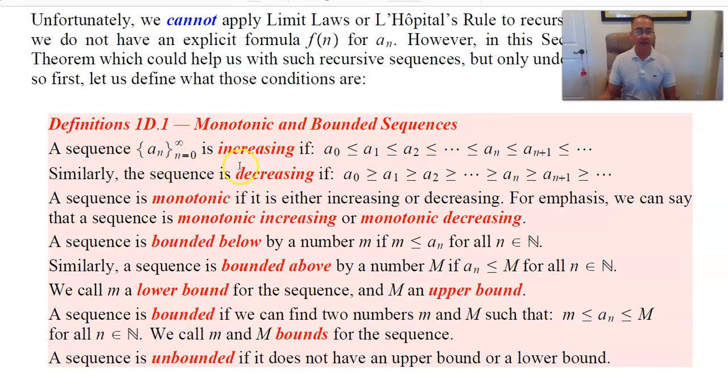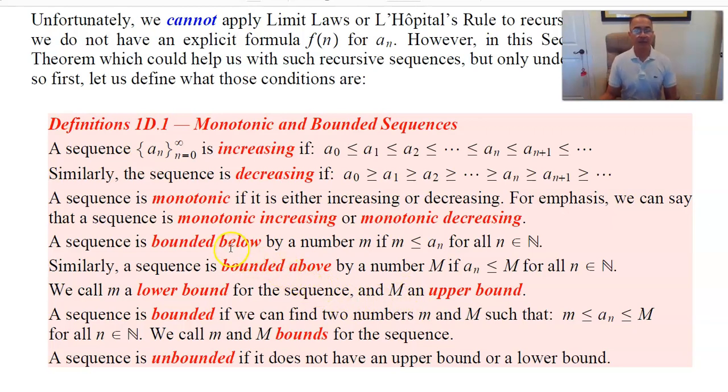A sequence a sub n is increasing if a0 is less than or equal to a1, which is less than or equal to a2, and so on. So in other words, the terms are getting bigger. Similarly, a sequence is decreasing if the terms are getting smaller. a0 is bigger than a1, a1 is bigger than a2, and so on. So we can lump these two kinds of sequences together and call them monotonic sequences. So a sequence is monotonic if it is either increasing or decreasing. And for emphasis, we can say that our sequence is monotonic increasing or monotonic decreasing.